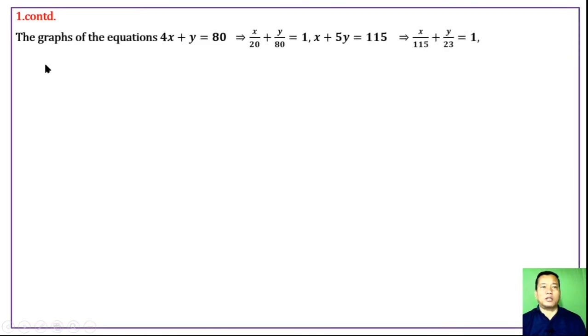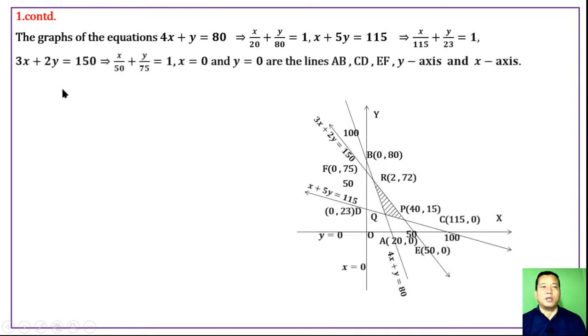Continue question number 1. The graphs of the equations: dividing, we get the intercepts of 4x plus y equal to 115 as 115 and so on. For 3x plus 2y equal to 150, dividing gives the intercepts. And x equal to 0, y equal to 0 are the lines. The first line is AB, the second is CD, the third is EF. The graph of x equal to 0 is the y axis and the graph of y equal to 0 is the x axis respectively, as in this picture.